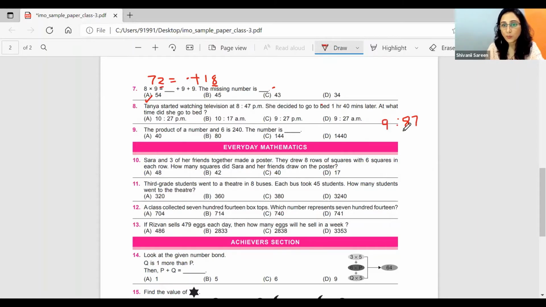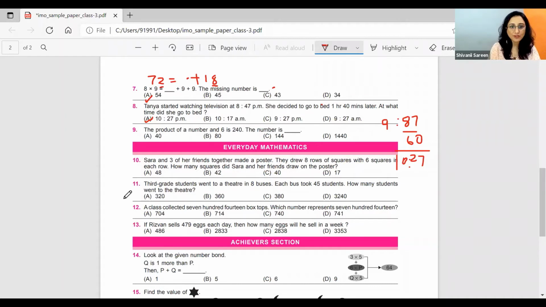Now 1 hour equals 60 minutes. So if we take out 60 minutes from here, it would be added to the hour. If I subtract 60 from 87, I am left with 27, and 1 would be added over here. So it would be 10:27. So the correct time would be 10:27, which is option A. Let's move on to question number 9.